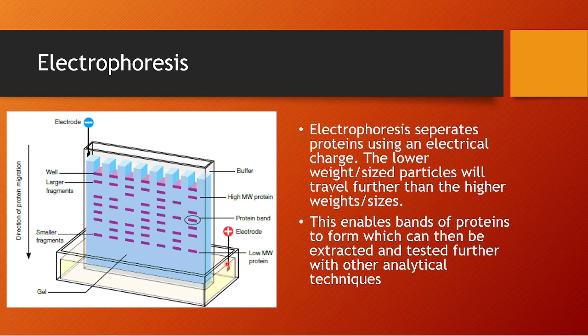So we have a negative electrode at the top, positive electrode at the bottom. So the negative particles are going to want to travel down to the bottom where the positive section is. The smaller it is, the easier it is, mainly because for each negative charge you have less weight that you have to pull down to the bottom. So the larger fragments are going to take a lot longer than the smaller fragments.